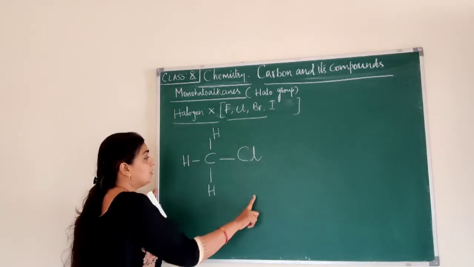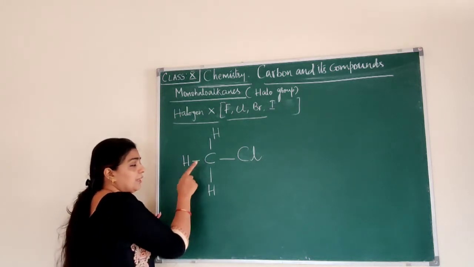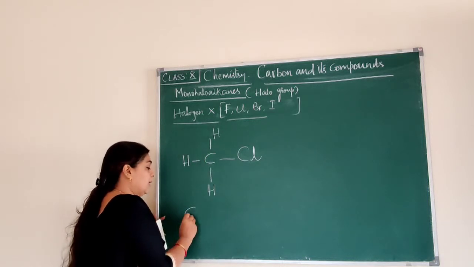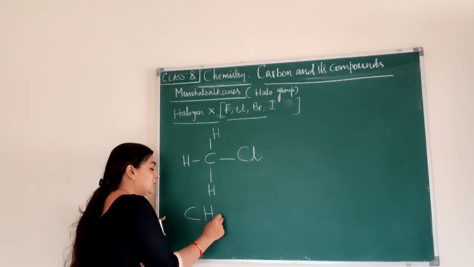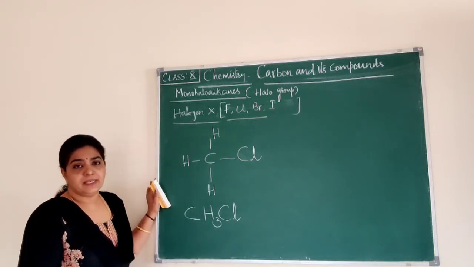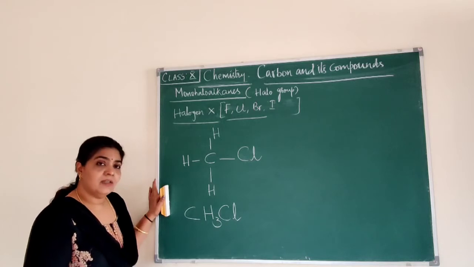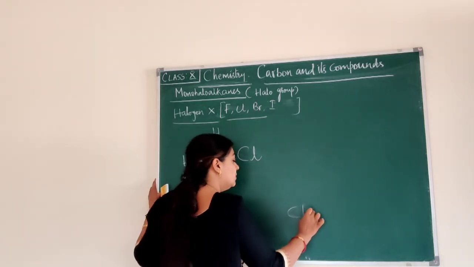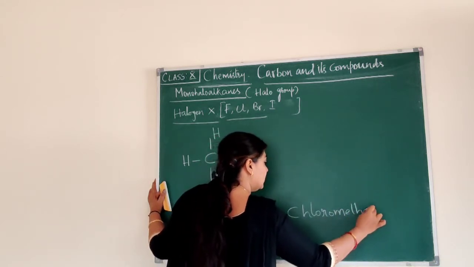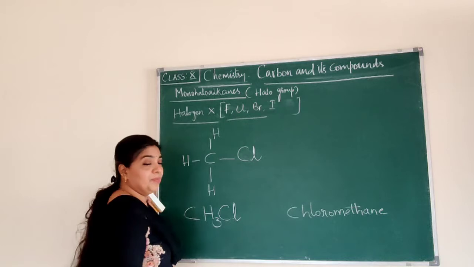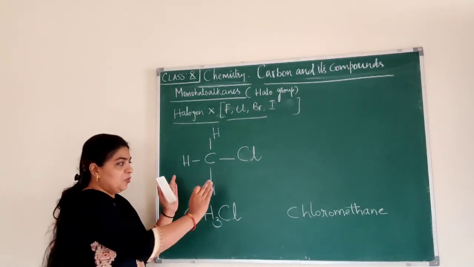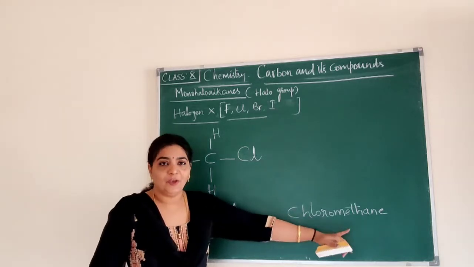So here, what is the molecular formula? How to get the molecular formula? It should be C and count how many H there are. So it will be CH3Cl. So what is CH3Cl? This is chloromethane. So we will be learning the molecular formula, the structure and the IUPAC name.